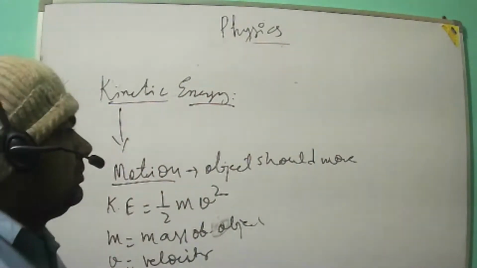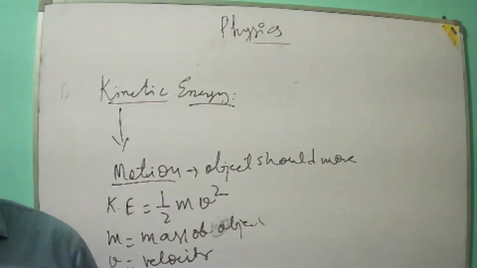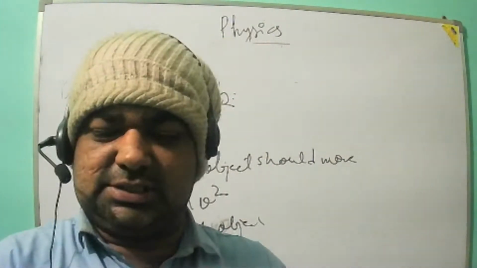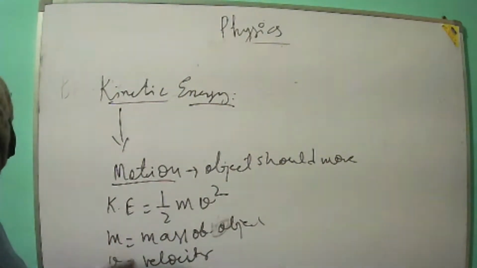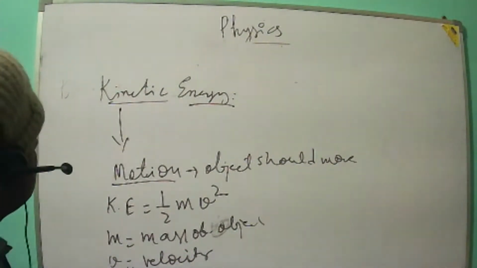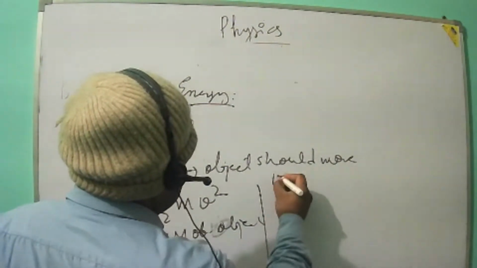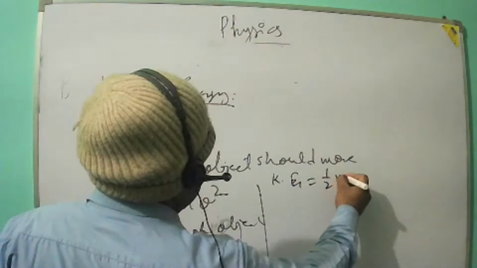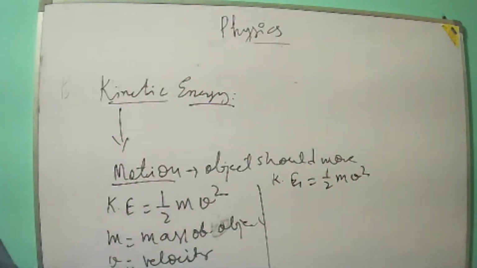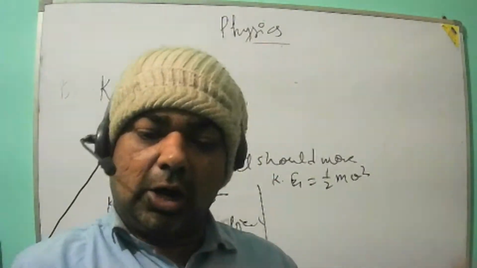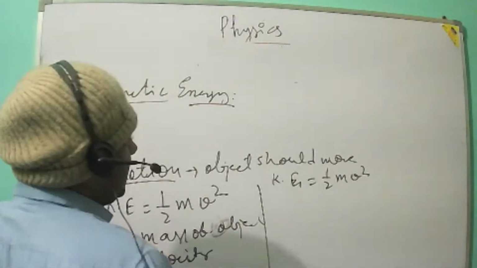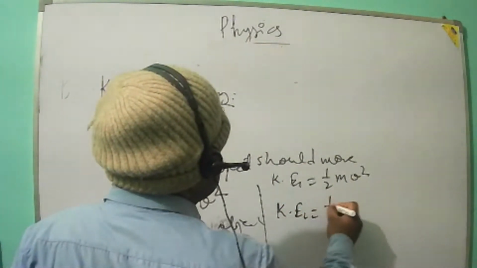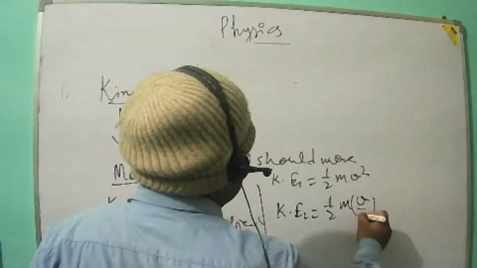Now, based on this formula, in your board examinations, the questions that come will be in terms of relationships. If you change the velocity by half, how will the kinetic energy be affected? So suppose you take KE1, the initial kinetic energy, as 1 by 2 mv square. Now the question is, if you make the velocity half, how will the kinetic energy be affected? For this purpose, you write KE2 equal to 1 by 2 m, v by 2 whole square.